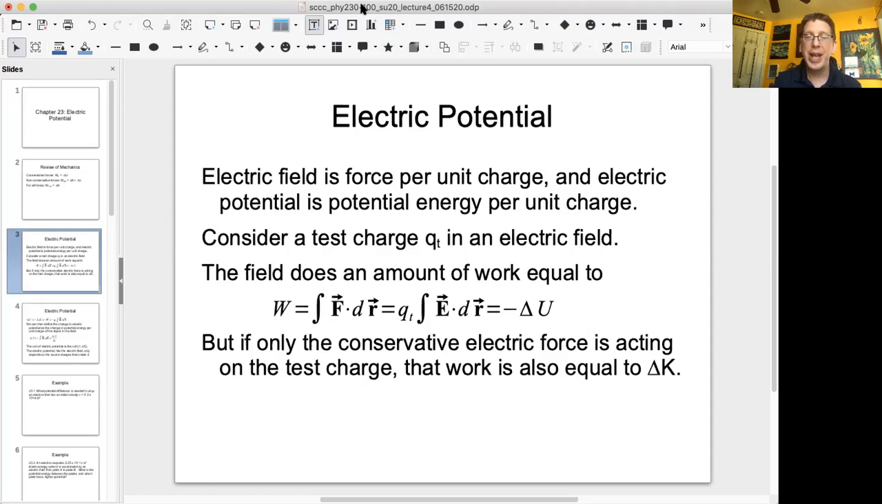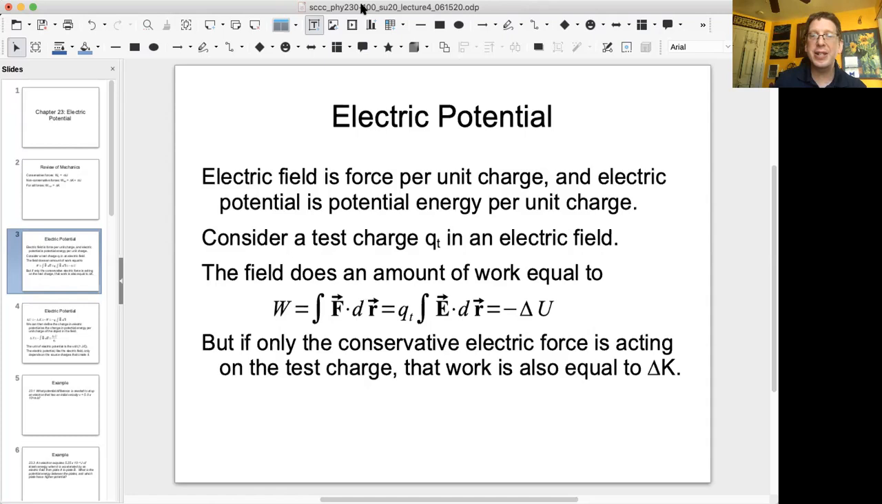And since it's a conservative force, and we're assuming it's the only conservative force acting, that work done is equal to negative delta U. So the work done is equal to the negative of the change in potential energy, again, because it's a conservative force. But if it's only the electrical force acting in the problem, then from the work-energy theorem, that work is also equal to delta K. So it's equal to negative delta U, and it's also equal to delta K.